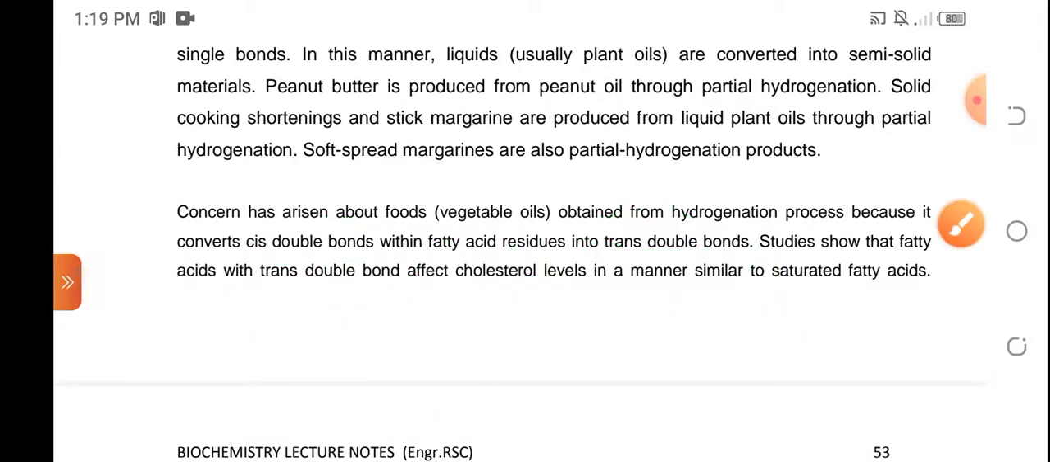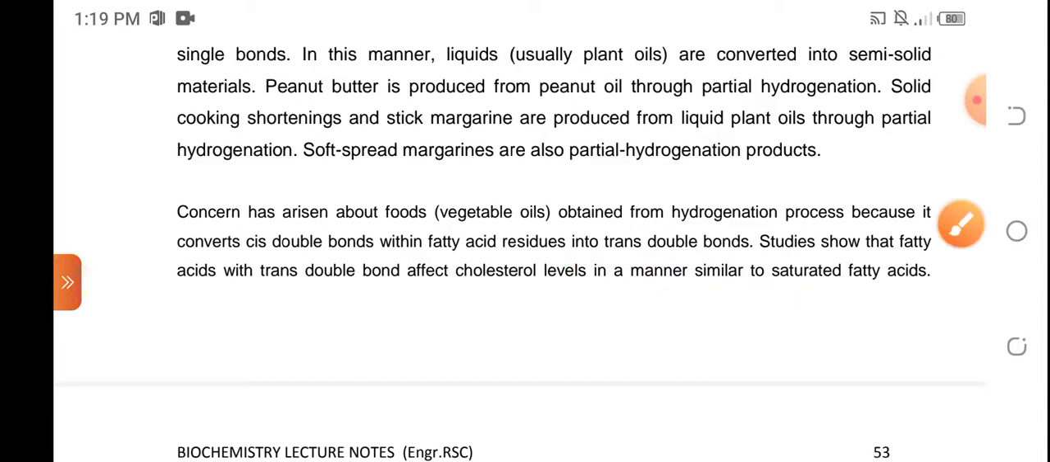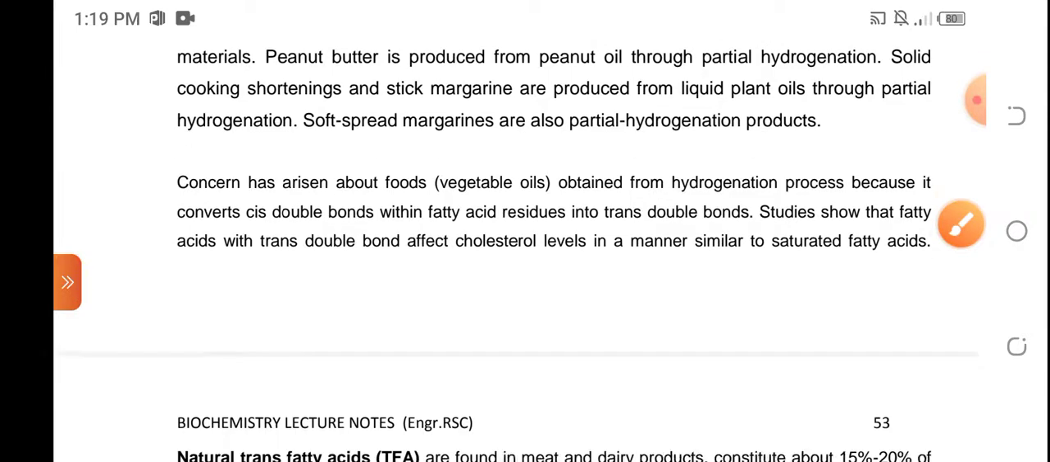And with this trans double bond, ang effect daw niya ay similar to saturated fatty acids. And we all know that saturated fatty acid is known as the bad fat, or it could increase the risk for the occurrence of heart disease.